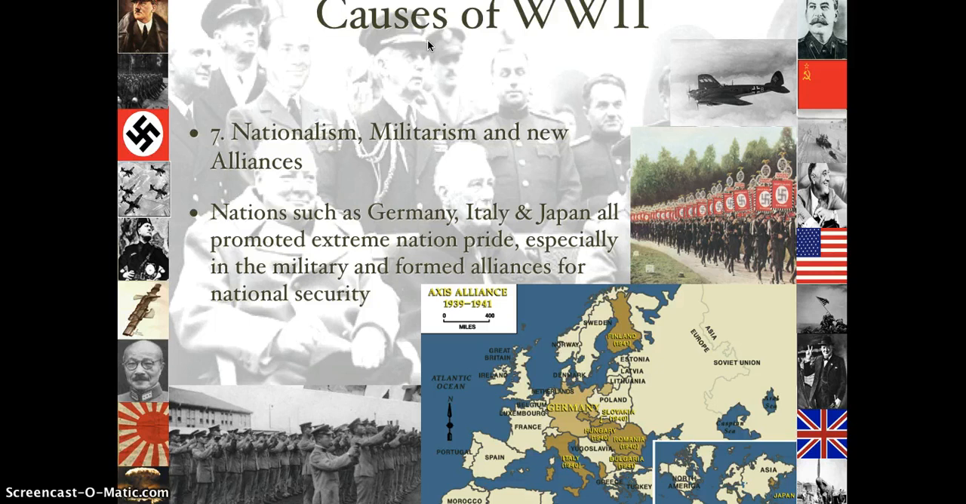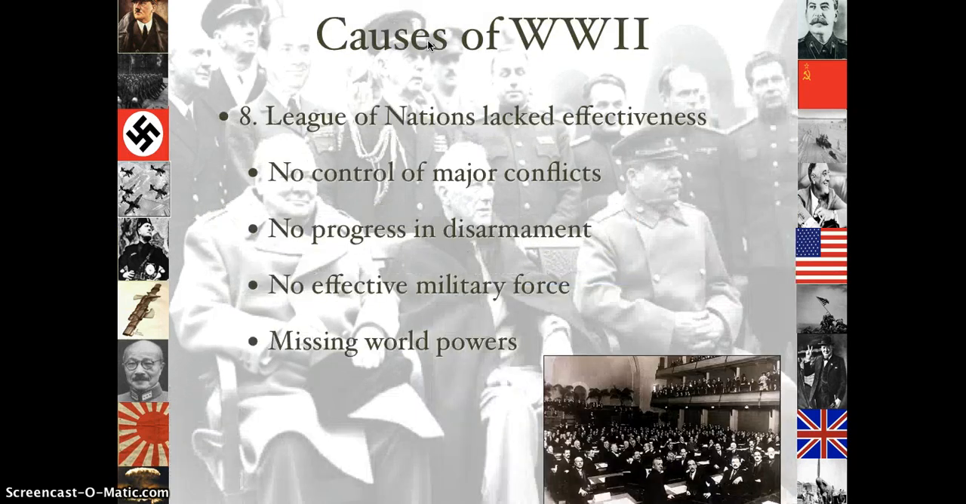And then the last, this is kind of a repeat of World War I, but we see a strong rise in nationalism again among these nations, a renewed sense of militarism, and a new form of alliances. We'll call them the Axis this time, so Italy, Germany, and Japan. So this is going to cause some problems.